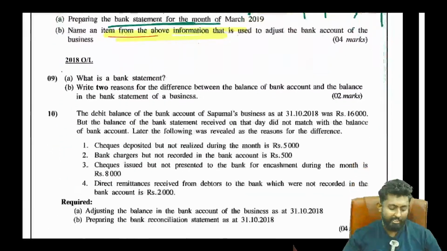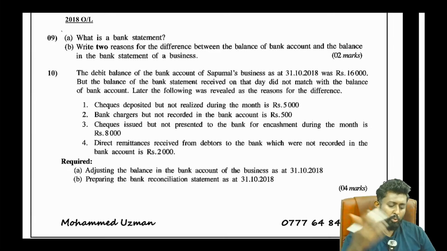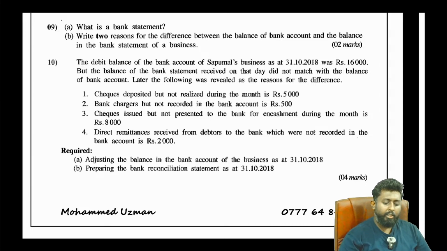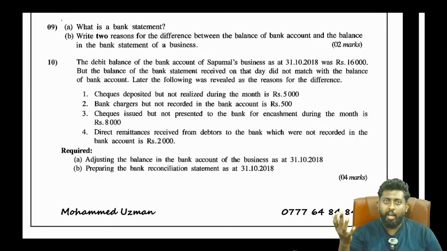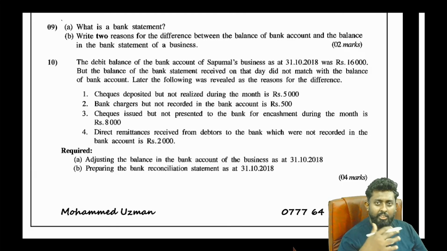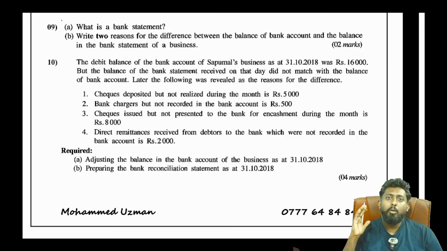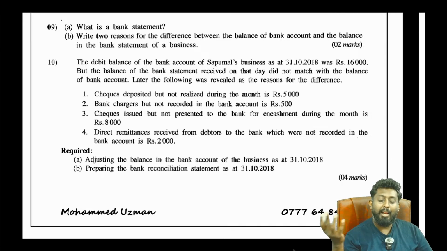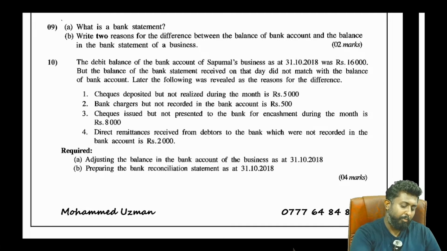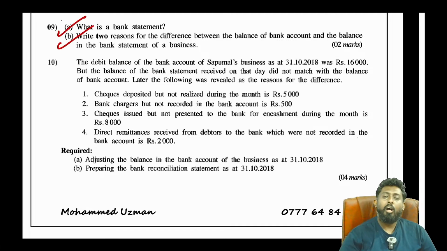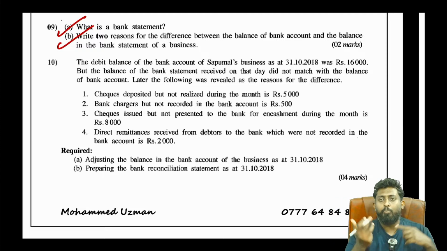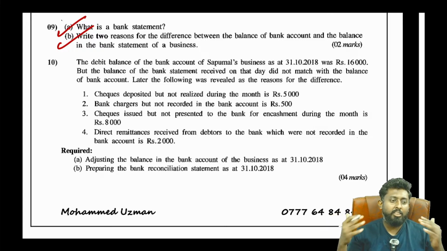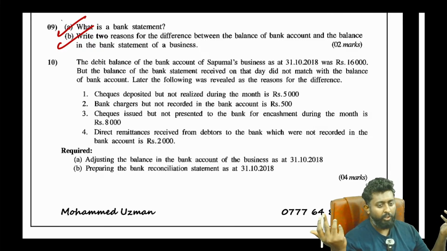That is easy. If you see this 2018 O-level, what is a bank statement? A bank statement refers to a statement prepared by the bank recording all transactions related to the business's bank current account. Very simple. Write a reason for the difference between the balance of the bank account and the bank statement. Very simple. You can have a standing order payment, direct deposit, unpresented check, unrealized check, bank charges, checkbook charges, dishonored checks. Very simple.